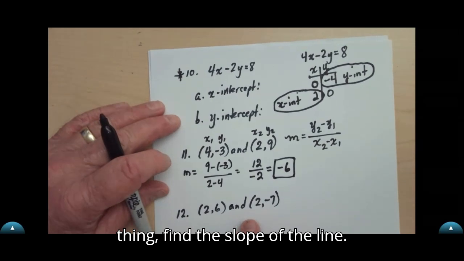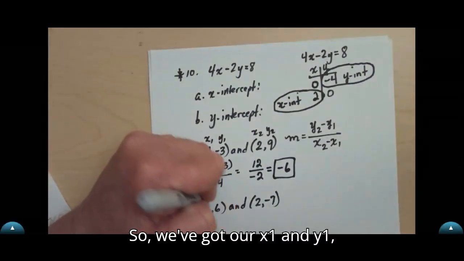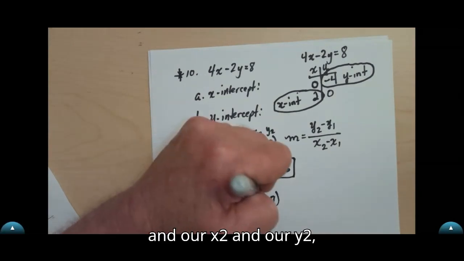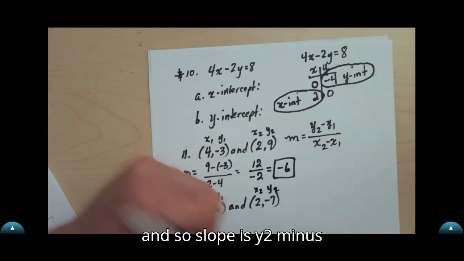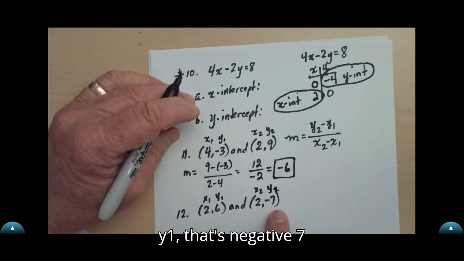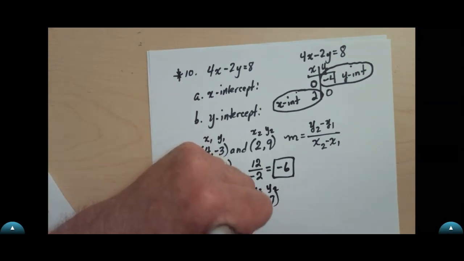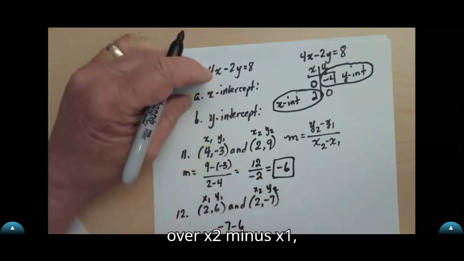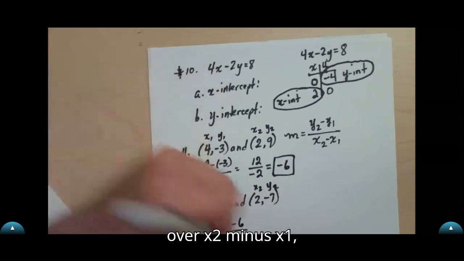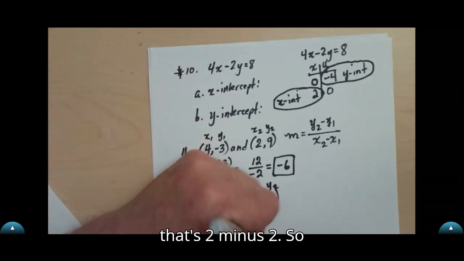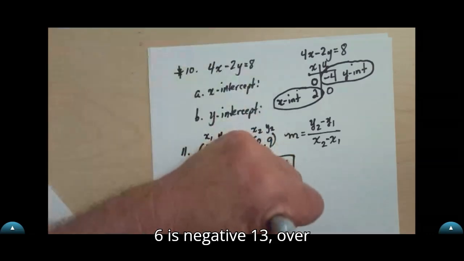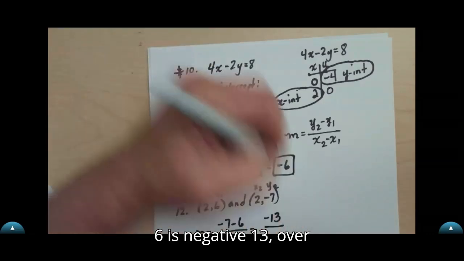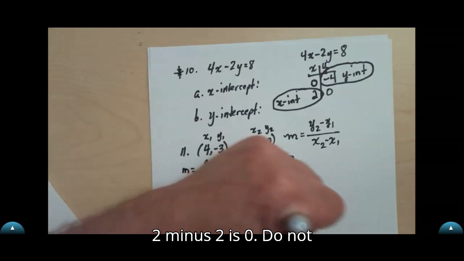Find the slope of the line. So we've got our x1 and y1 and our x2 and our y2. And so slope is y2 minus y1. That's negative 7 minus 6 over x2 minus x1. That's 2 minus 2. So notice negative 7 minus 6 is negative 13 over 2 minus 2 is 0.